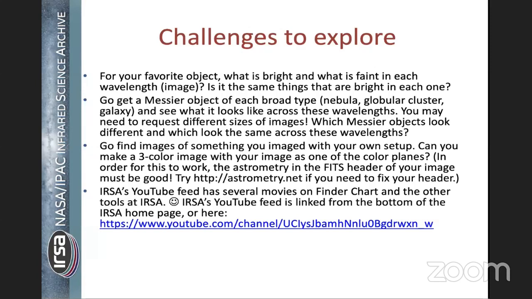If you have access to a telescope that you took data from, you can make a three-color image that uses your image as one of the color planes. In order to make this work, you actually have to have astrometry in the FITS header, that is, the world coordinate system. In other words, you have to have a way to tell the computer how to translate pixel number to position on the sky. And the way that it does that is astrometry. And if your FITS image doesn't have a FITS header with this information, you need to add it. There's a website called astrometry.net, not astronomy, but astrometry.net, that will allow you to attach coordinates to your FITS image.